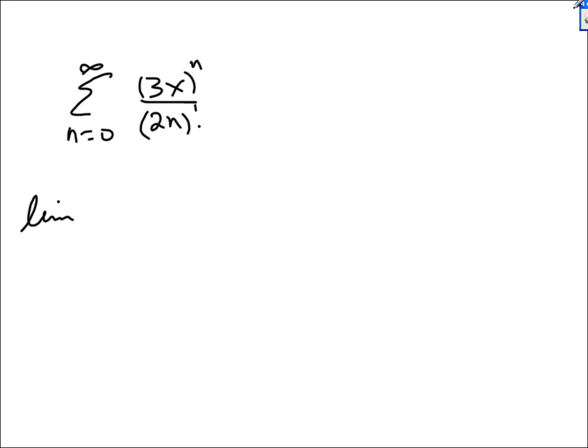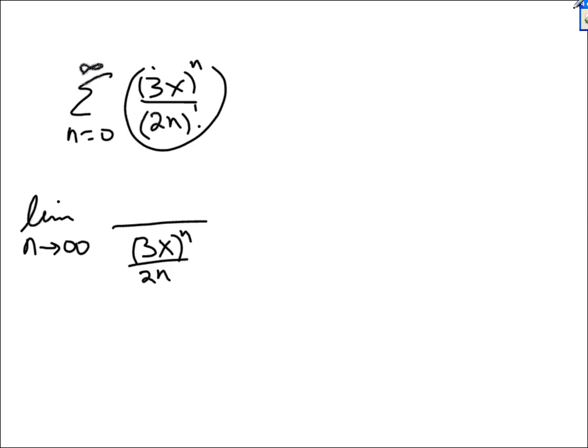Okay, suppose they want us to find the interval of convergence. That's 3x to the n divided by 2n factorial. So we look at the limit as n goes to infinity of just this in the bottom, and the same thing, but with n replaced with n plus 1.